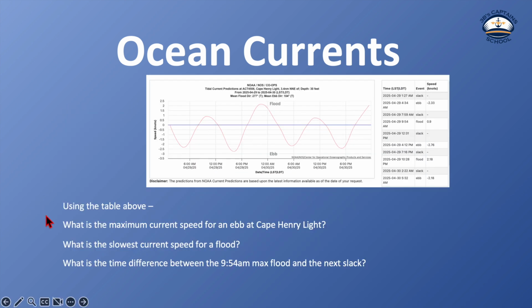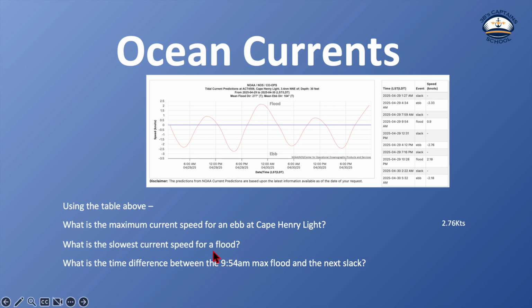All right, so let's ask ourselves a couple questions about this. What is the maximum current speed or drift for an ebb at Cape Henry Light? If we look at the 29th for this period of time that we're looking at with this graph, we've got an ebb here of 2.33 knots, 2.76 knots, and then 2.18. So obviously our fastest current is going to be that 2.76. It occurs at 4:12 p.m.